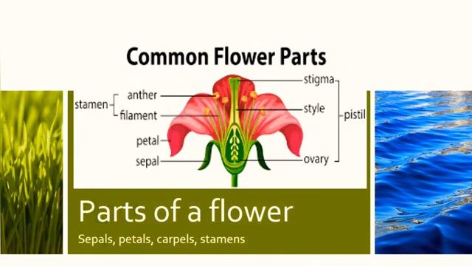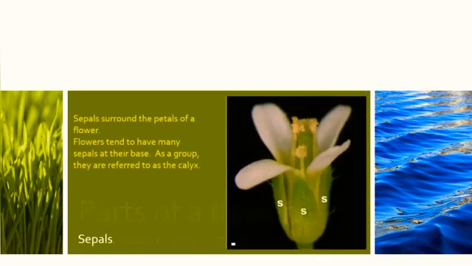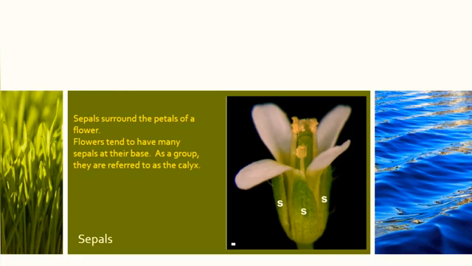Now we will study parts of a flower, which are sepals, petals, and carpels. Here is sepal. Sepals surround the petals of a flower. Flowers tend to have many sepals at their base. As a group, they are referred to as calyx.